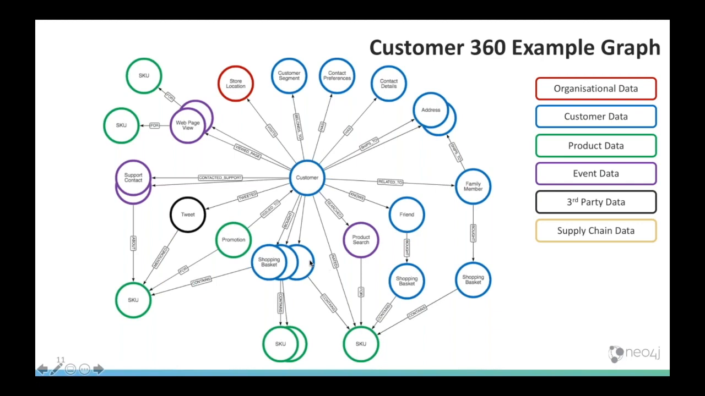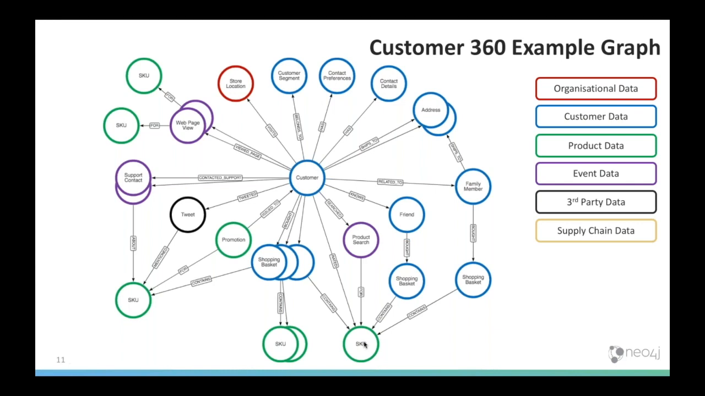Then we can see there's some interesting stuff going on here as well. So from another one of their shopping baskets, that customer bought this SKU. They also rated it and they had searched for it. So sounds like this customer really wanted to buy this and could have been fairly happy with it. And then we see their friend and their family member also had shopping baskets. And those shopping baskets also had that SKU.